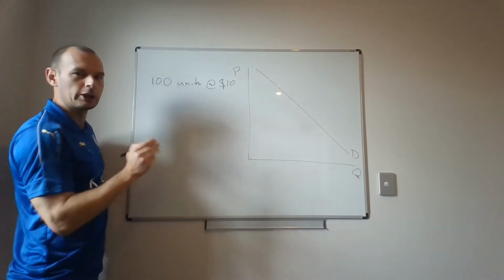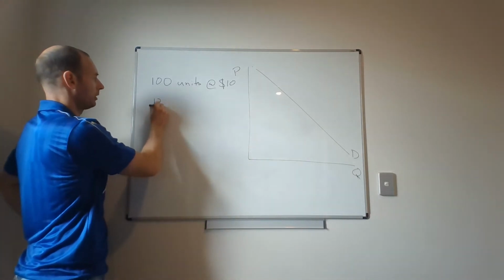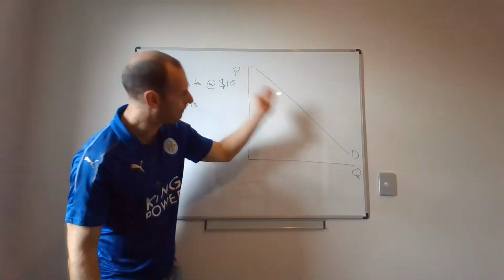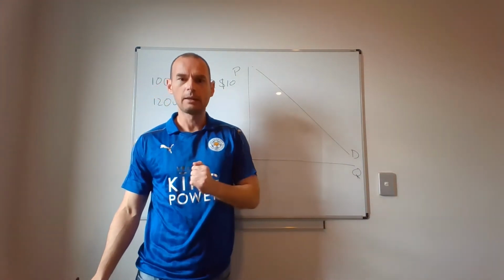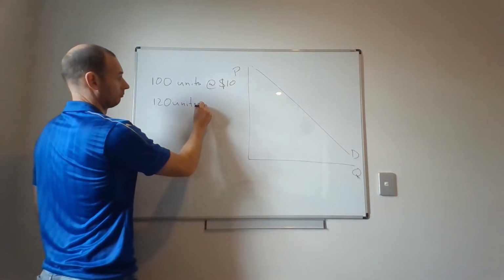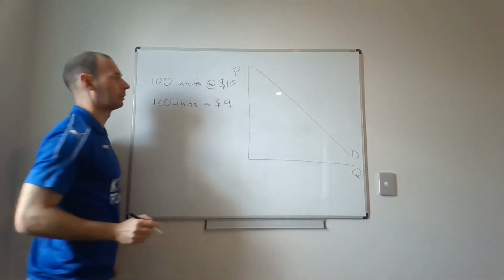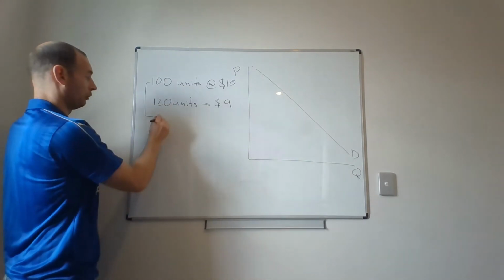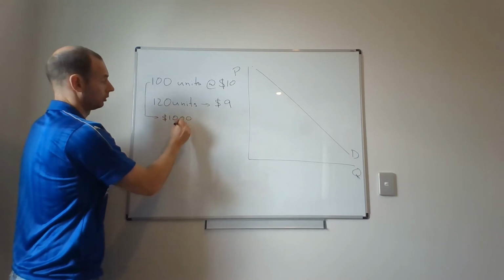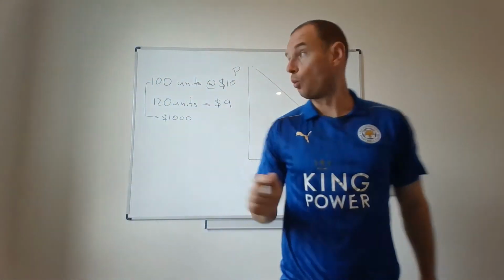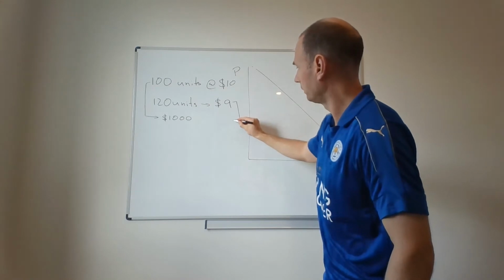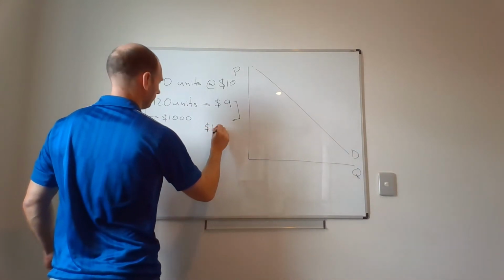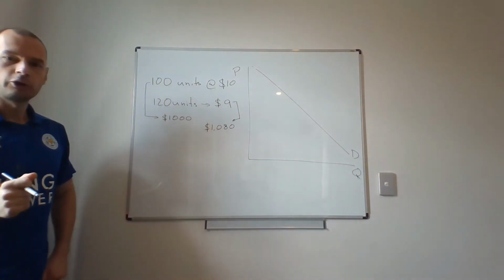If I want to increase my sales to 120 units, I will have to lower the price. My demand is downward sloping. So I will have to lower the price to, let's say, $9. So what was my revenue here? My revenue here was $1,000. What is my revenue here? Well, I did my calculation prior to recording this video. $1,080.